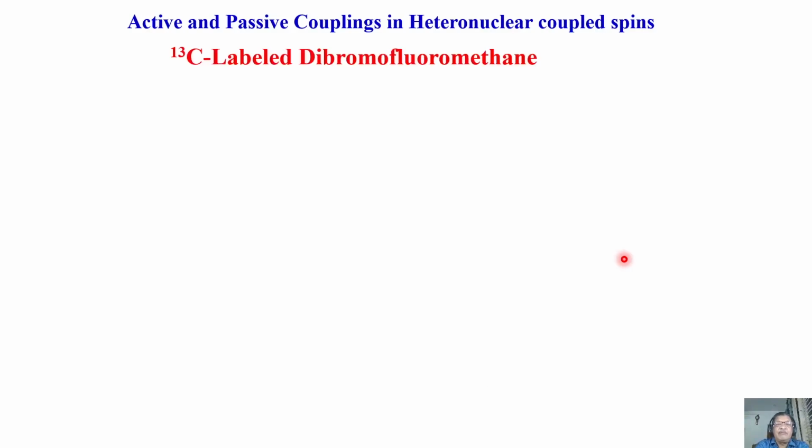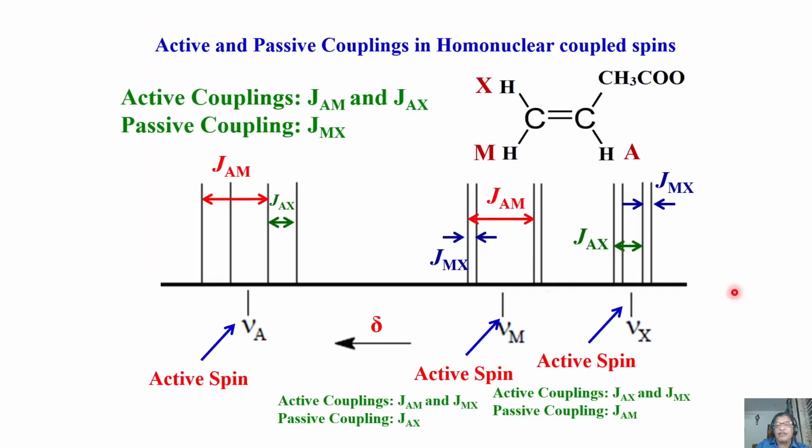Okay. Now we can go to active and passive couplings. This was an example I took for a homonuclear 3-coupled spin system. Now, what happens if I take a heteronuclear coupled spin system? Which are active and which are passive? Because in a realistic molecule, you can have different NMR active nuclei present. There will be coupling among all the spins.